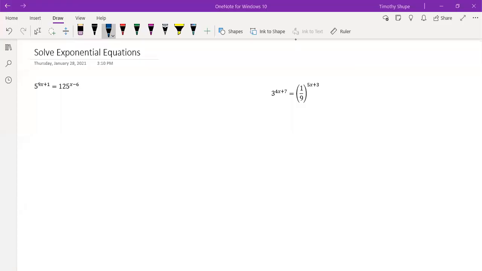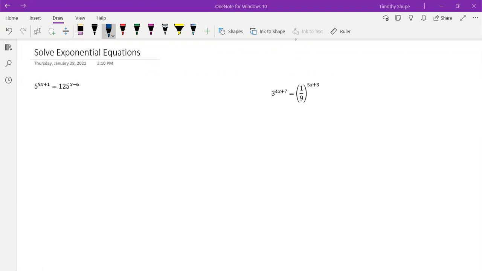In this video, we are going to learn how to solve exponential equations by matching the base on both of the exponential pieces that we have. If we look at this first equation, we have 5 raised to the power of 9x plus 1 equals 125 raised to the power of x minus 6.